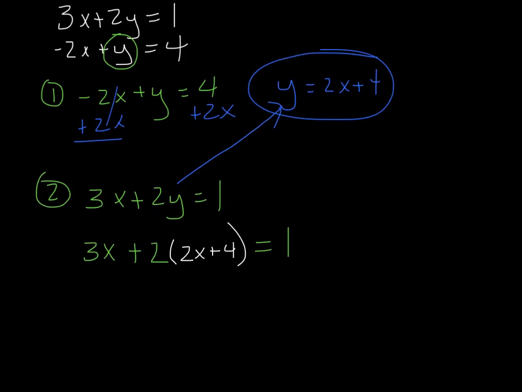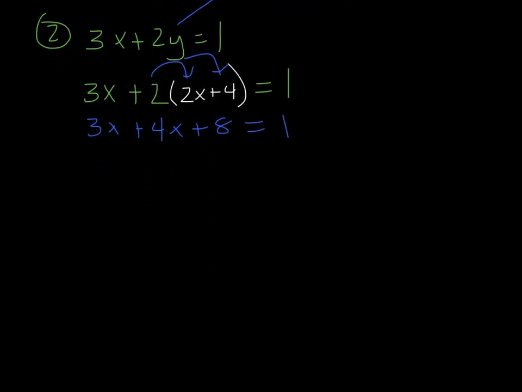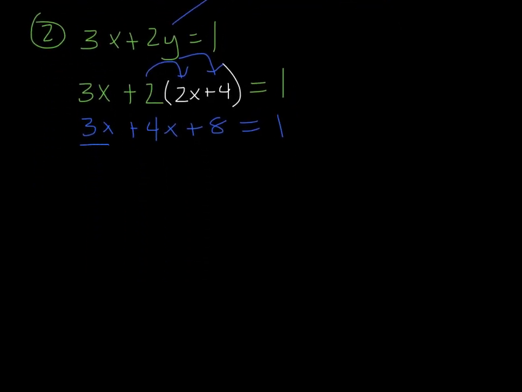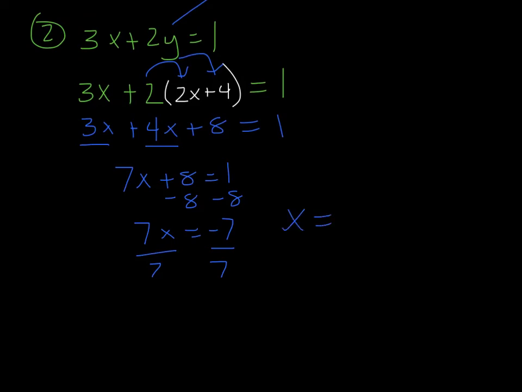And since now I only have one variable, x and x, I don't have a y anymore, I can solve this. So just like before, we're going to see a distributive property here. Right there, so 3x plus 4x plus 8 equals 1. 2 times 2 is 4, 2 times 4 is 8. And I'm going to combine like terms. 3x and 4x is 7x plus 8 equals 1. Minus 8 on both sides, so that 7x equals negative 7. Finally, divide by 7, and x equals negative 1.